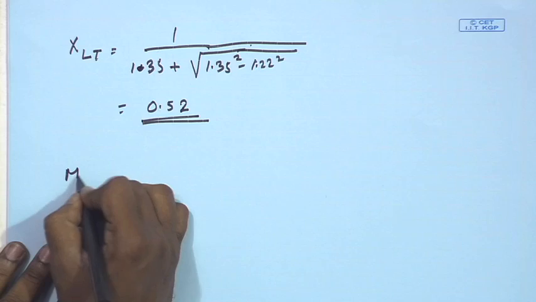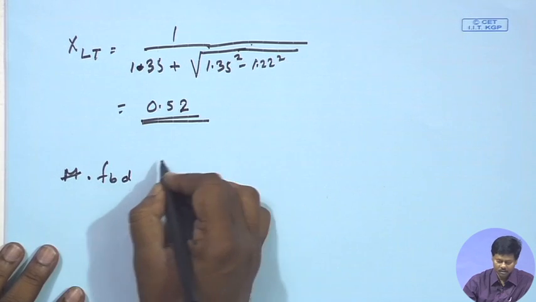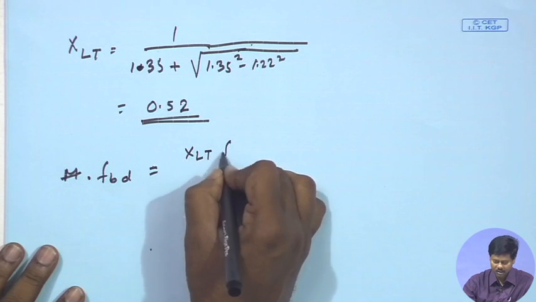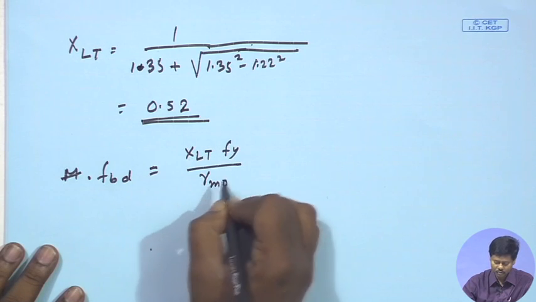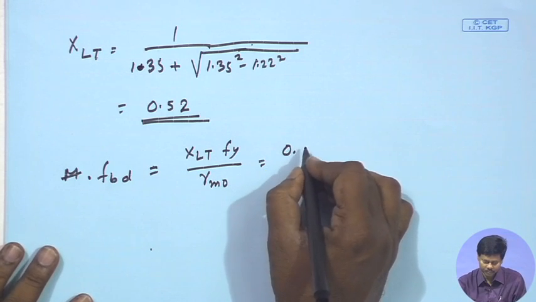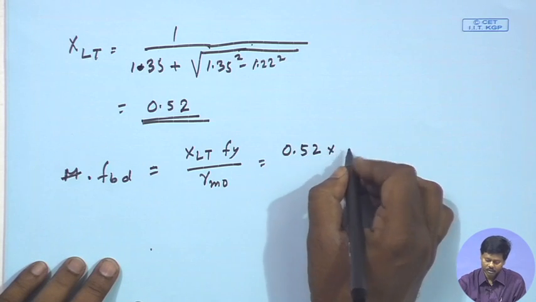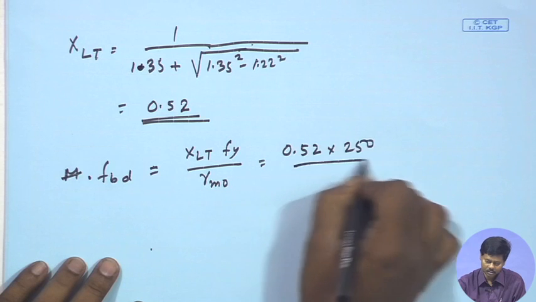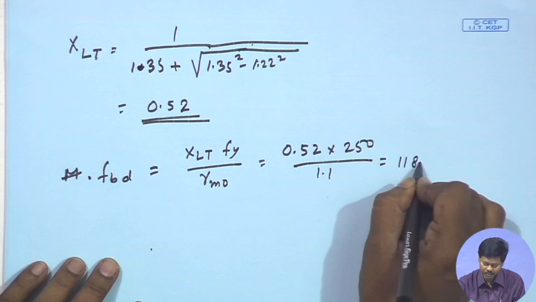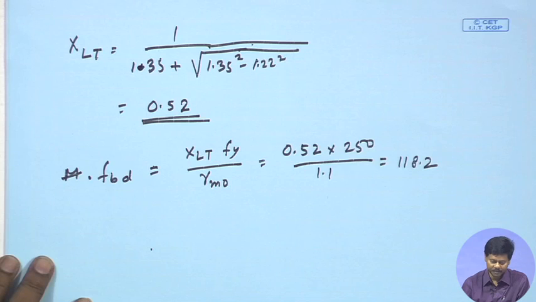So, FBD, the design bending compressive stress, can be found now as XLT Fy by gamma m0. So, now if we provide the value of bending stress reduction factor as 0.52 and Fy as 250 and gamma m0 as 1.1, then we can find out the value as 118.2, right, 118.2 Newton per millimeter square.